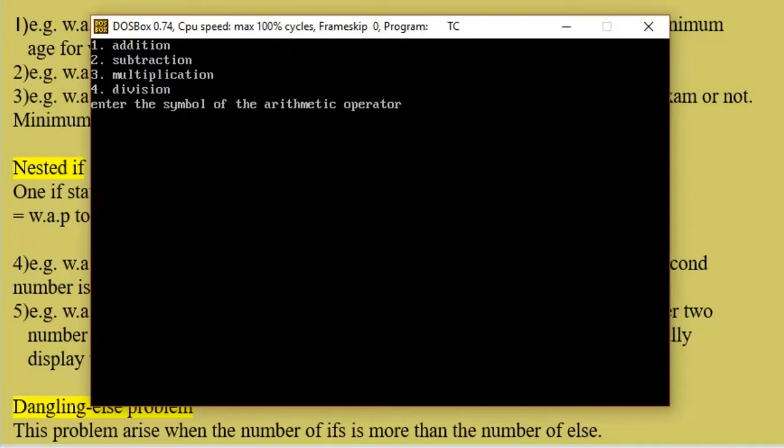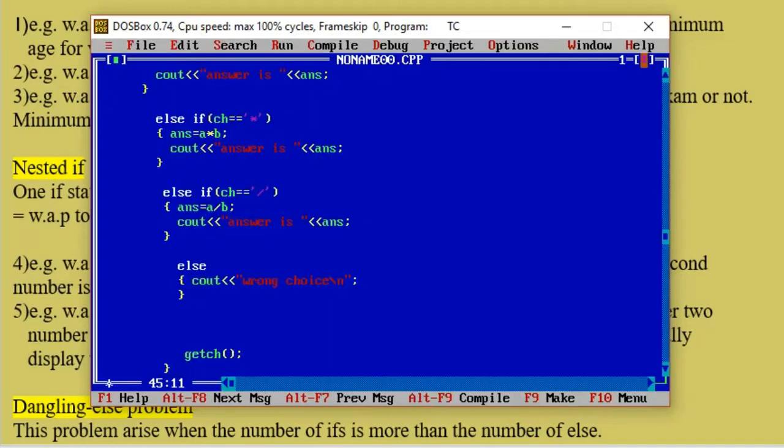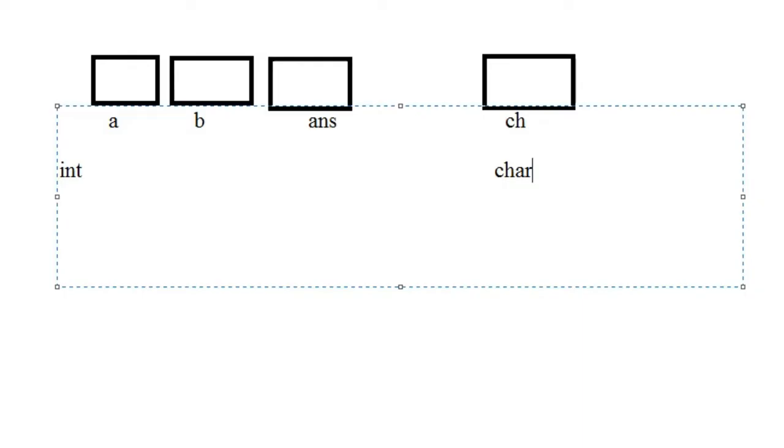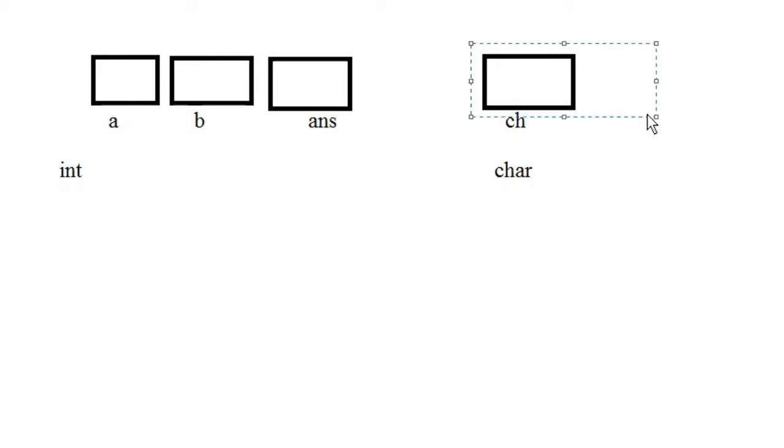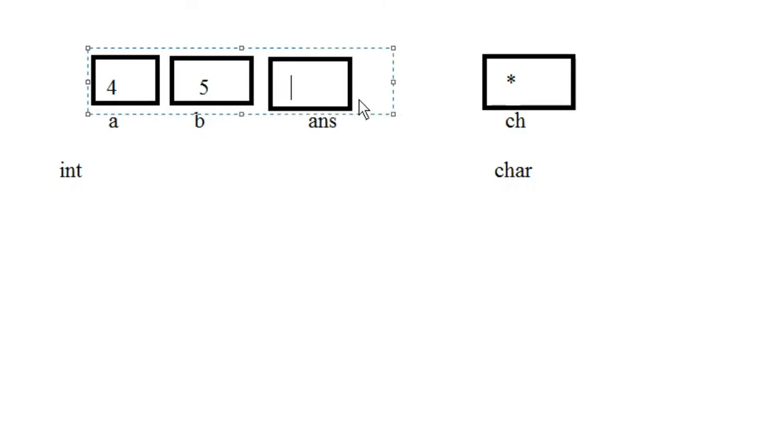Okay, so it is displaying me the menu: addition, subtraction, multiplication. Now enter the symbol of the arithmetic operator. Now for example I entered asterisk mark, enter two numbers, 4, 5. The answer is 20. So what is happening in this program: first the compiler accepted the character, I entered asterisk mark, then it asked me two numbers. I entered 4 in the memory location A and 5 in B, and then it calculated the answer and displayed me 20.